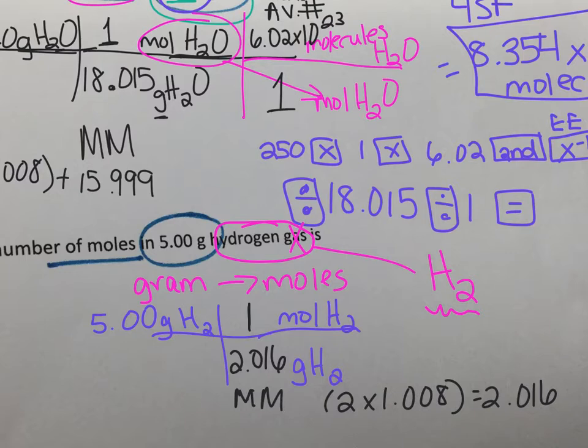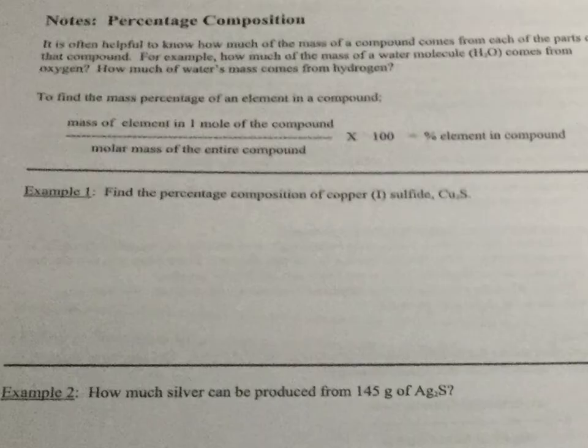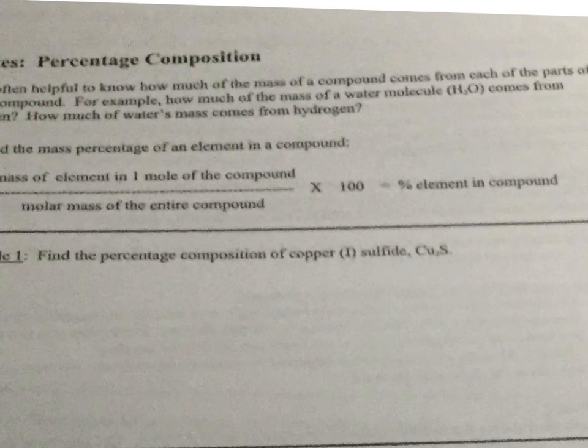So this is just 5 times 1, push equals, divide 2.016. That's your calculator stuff. So you should have ended with the answer of 2.48 moles. We wanted 3 sig figs. Okay? All right. Okay. So percent composition is not overly stressful.